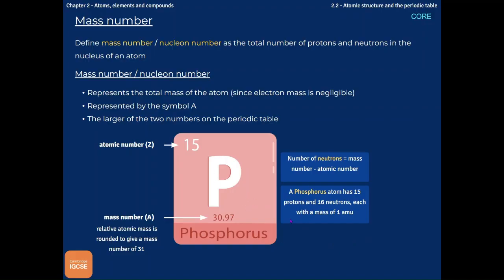Phosphorus, right? Same idea. Phosphorus has an atomic number of 15, and its mass number, or its relative atomic mass, is very close to 31. Remember, this is an average, right? So the average phosphorus atom, the most abundant one, is going to have 16 neutrons, right? Because 31 minus 15 is 16. So this is a very important number as well.